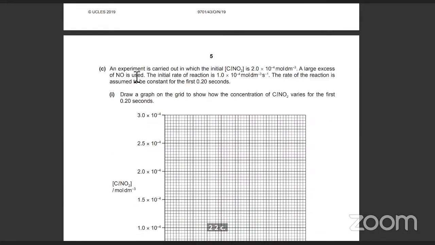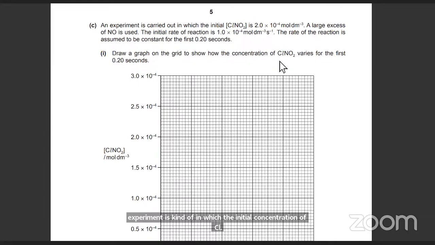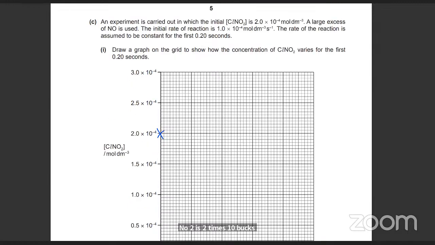So it's this one. An experiment is carried out in which the initial concentration of ClNO2 is 2 times 10 power minus 4. And he says a large excess of NO is used. The initial rate of the reaction is 1 times 10 to the power minus 4. So you're given the rate of the reaction, right? So rate of reaction is what? How quickly does the concentration of ClNO2 change over time, right?